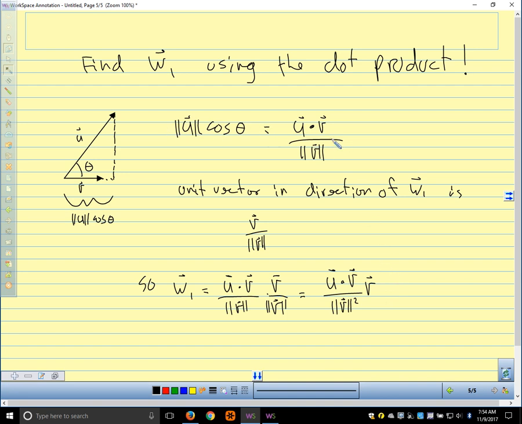And from what we just talked about here, this is the same as the magnitude of u times the cosine of the angle between them times v over the magnitude of v. This is the magnitude of that component, and v over the magnitude of v is a unit vector in the direction we want our w1 to go. So what we found is this scalar length, and multiplied it by the unit vector in that direction.